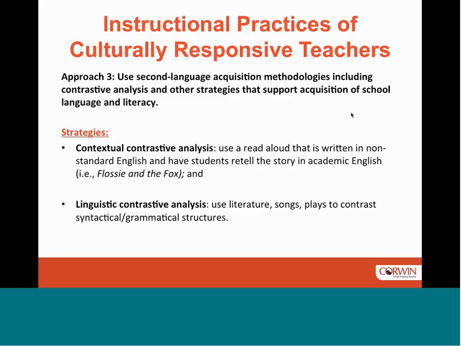The teacher can read a story aloud that is written in a non-standard form and have students retell the story in academic English. An example of this is a children's book called Flossie and the Fox, which is written entirely in the African American vernacular English. Students can then either orally retell the story, or in groups they can rewrite portions of the story in academic English.